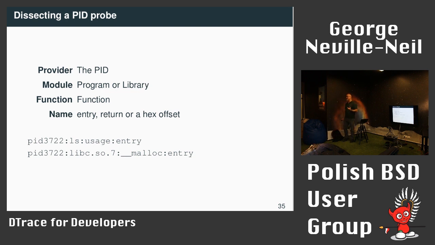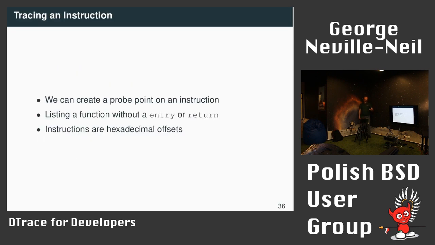But it's quite cool, because unlike in the kernel where we can't easily look at hex offsets with the current providers, in LS, I can say not only show me usage, right, the entry into usage, but I can say, oh, in this function in LS, I know there's an error that seems to occur between these 10 lines, so trace only those 10 lines. So for those of us who've used debuggers to do that, it's actually a very powerful feature, and you can list them out. So you can create a probe point on any instruction.